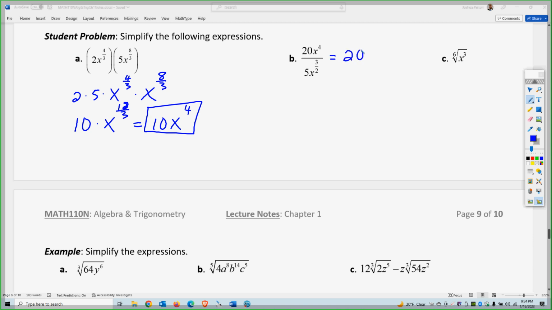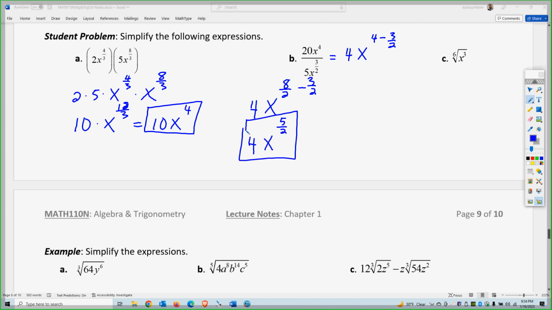So we have 20. I'm sorry, not 20. I didn't do the math. 20 divided by 5 is 4. And then 4 minus 3/2, because it's a quotient rule, we have to subtract. So this is 4x. So if I do times 2, that's 8/2 is 4 minus 3/2. So that's 4x to the 5/2.